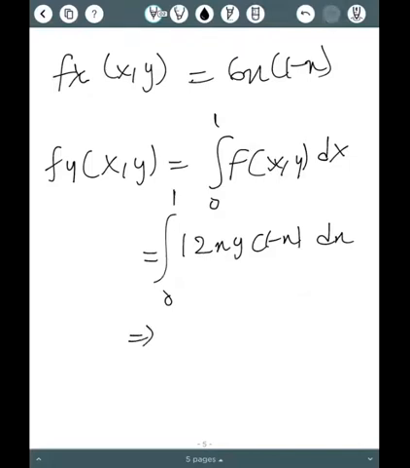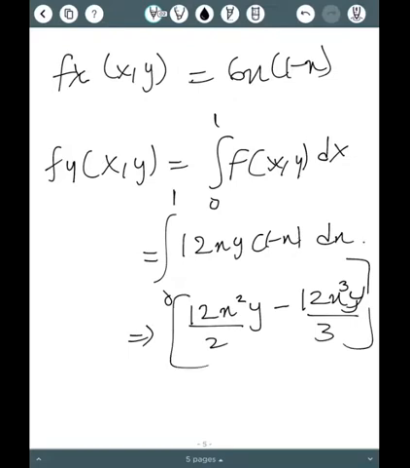तो इसको अगर आप खोल लोगे तो ये हो जाएगा 12xy - 12x square y. So that will be 12x square over 2 y minus 12x cube y over 3, right? इसको आपकी limits लगा देनी है, 1 और 0, right? So the answer here will be 2y, right? If you just put in the limits, so the marginal distribution is 2y.